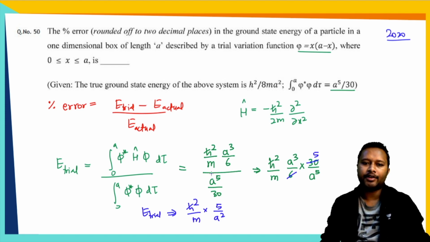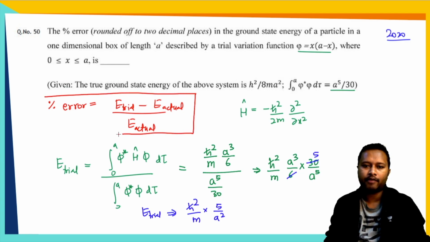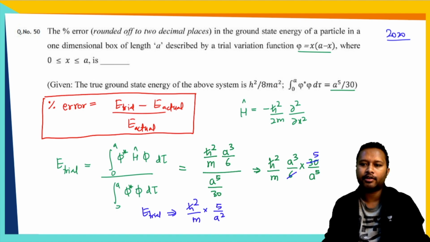Now E trial is what I have calculated, and E actual is what I know. I can substitute to find out my percentage error. Now one more thing is there, that here you have h cross. You have to convert this h cross in terms of h, so that you can cancel out, or so that you can calculate it further, right? So you know that h cross is equal to h upon 2 pi. So that's the calculation part which you have to do. So this will become h square upon 4 pi square m and 5 upon a square.